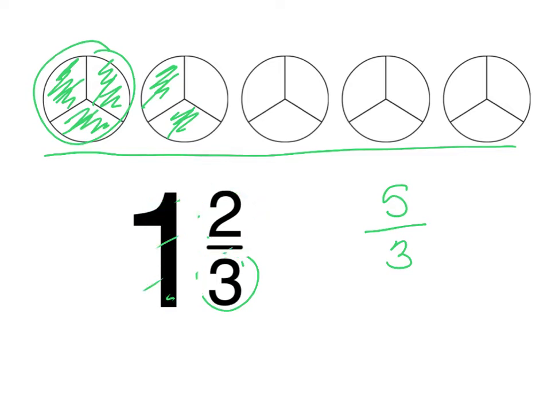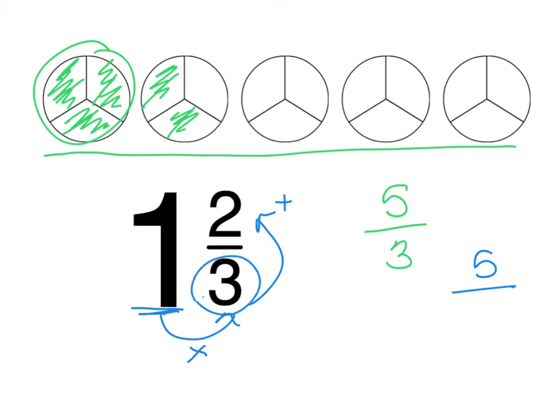But there's another way of doing this. I'm going to erase this, best I can. And we're going to do it where we multiply. We're going to take our 1, our whole number, multiply it by 3. 1 times 3 is 3. And then we're going to add the 2, which gives us 5. And our denominator is going to stay the same. So we did it 2 different ways. Let's try it again.